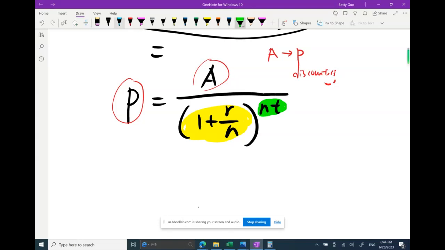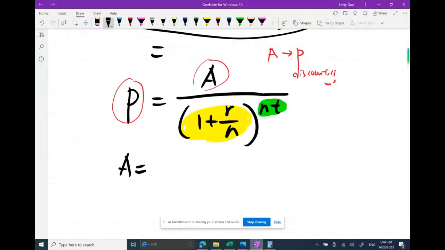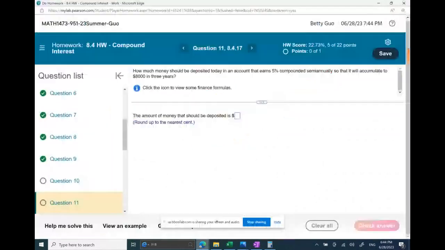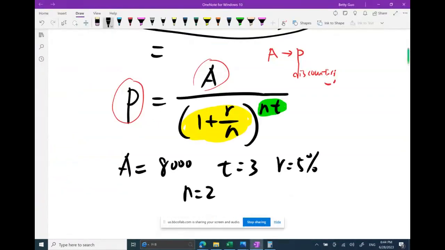So in our problem, let's see what our financial goal is. Our financial goal is 8,000, 3 years. What's the annual interest rate? 5%. So 8,000, 3, 5%. How is the interest compounded? That's very important information. Compounded semi-annually. That means what? It means n equals 2, right?